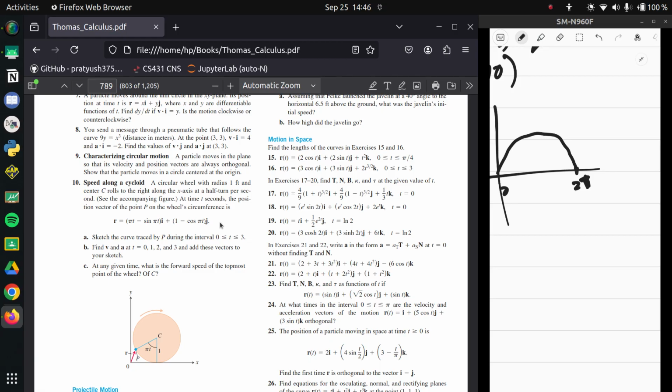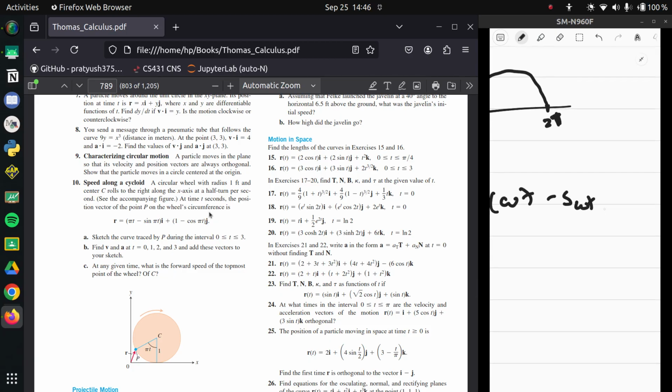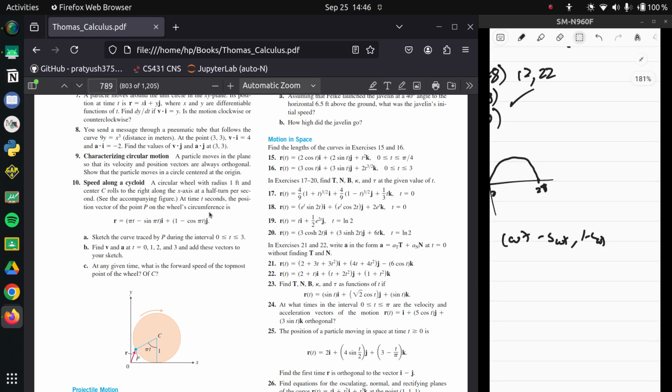It's kind of a weird thing. In 1 second you have pi covered. But it doesn't matter what angular velocity. Whatever omega you had, you would just have omega t covered. So it would always be omega t minus sine omega t, comma 1 minus cosine omega t. That's just how it's going to be all the time. It's just omega equal to pi in this case.